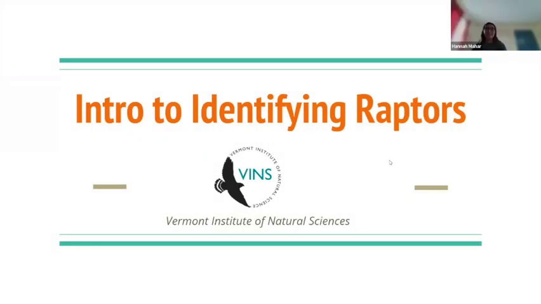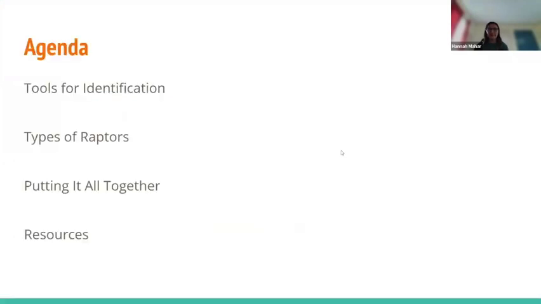All right, so welcome to Intro to Identifying Raptors. So to begin with here, the agenda for today, we have a couple different sections. The first is tools for identification, and that's just going to go over a couple of different methods to potentially identify to either group or specific species of some of the raptors that you might encounter in Vermont.